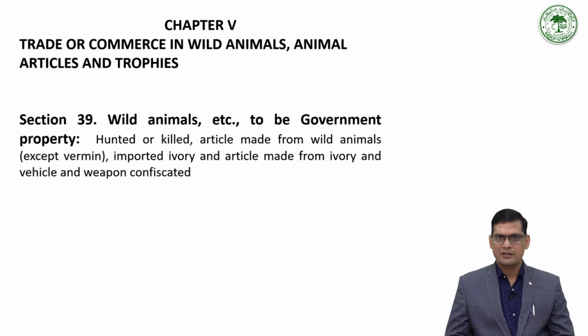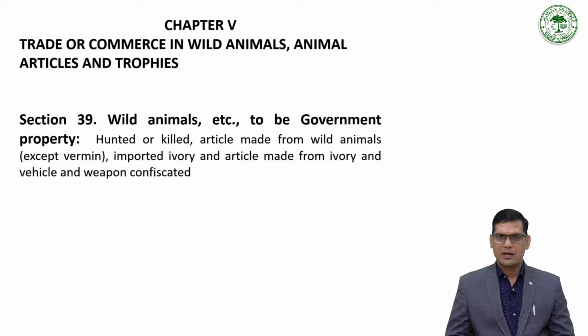Chapter 5 is entitled Trade or Commerce in Wild Animals, Animal Articles and Trophies and deals with declaration of possession of captive animals or animal trophies, preparation of records, issuing of certificate of ownership and regulation of transport of animals at the time of the enactment of the Wildlife Protection Act.